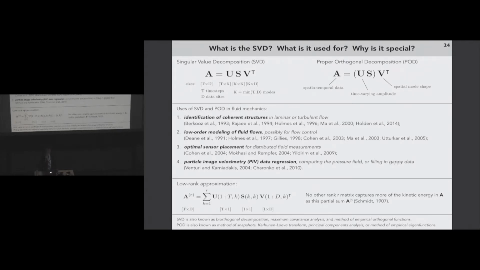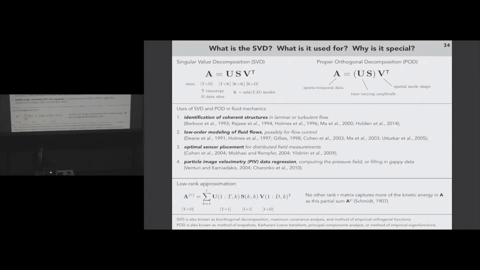The S's are the scalar amplitude of the modes. And then the V's are the spatial mode shapes. This is akin to doing a Fourier decomposition, except that in a Fourier decomposition, you assume the mode shapes are sinusoids. In a singular value decomposition, you let the decomposition itself choose which mode shapes it thinks are the most efficient representation of your data.